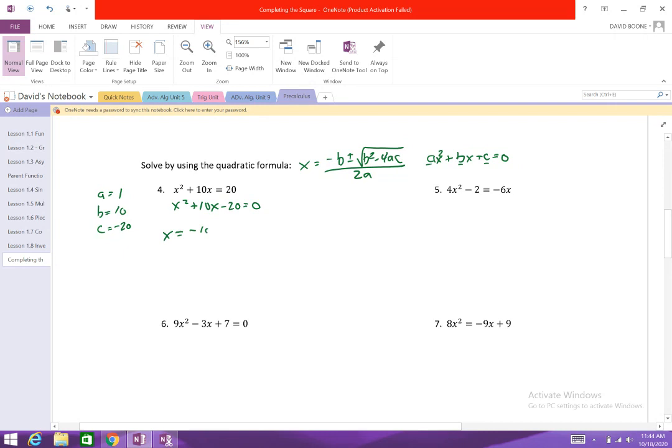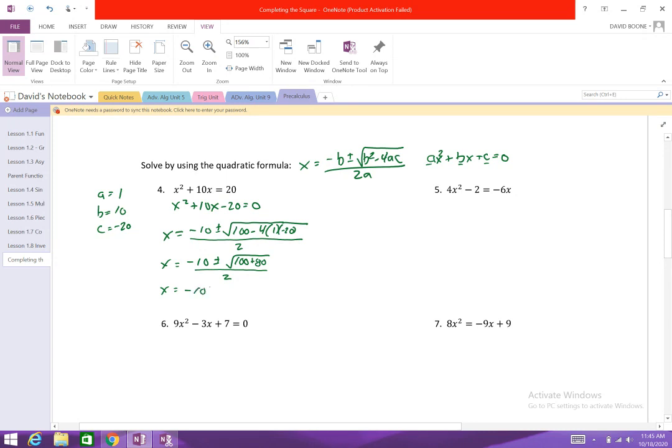x equals -b, so -10, plus or minus the square root of b squared, so 10 squared is 100, minus 4 times a, which is 1, times c, which is -20. And this would all be over 2 times a, which is just 2 times 1, which is 2. So cleaning this up a little bit, x equals -10 plus or minus the square root of 100, and this is minus 4 times 1 times -20. So this would be 100 plus 80, because minus 4 times -20 is positive 80. And that'll all be over 2.